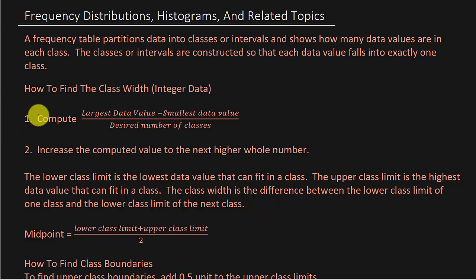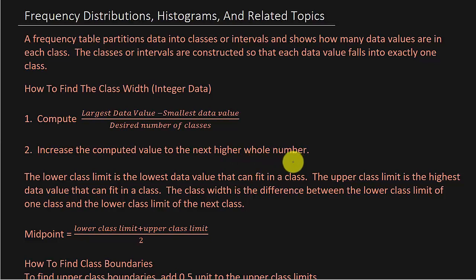So, how to find the class width for integer data. Compute the largest data value minus the smallest data value divided by the desired number of classes. Okay, that's how we're going to get the class width. You take the largest data value minus the smallest and divide it by however many classes you want. And then once you find this number, you increase that value to the next higher whole number.